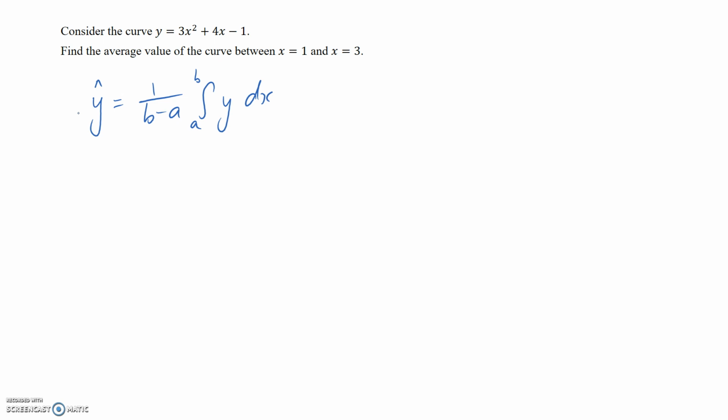So we need b and a, which we can get directly from the question. As we said, they're just the extents of your region of interest. So a is going to be the smaller one, so 1 in this case, and b is going to be the bigger one, which is 3. So let's substitute in. And we have y that was given to us.